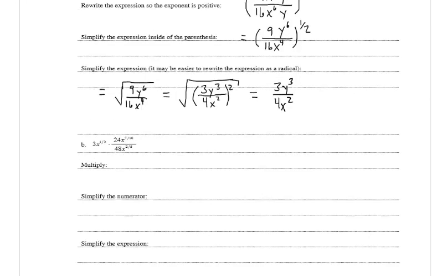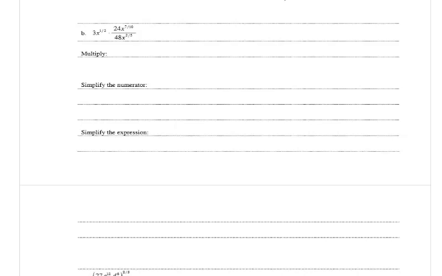In B, we have 3x to the 1/2 times 24x to the 7/10 divided by 48x to the 2/5. And the first thing it wants us to do is multiply. So we're going to have 3x to the 1/2 times 24x to the 7/10 divided by 48x to the 2/5. And now it wants us to simplify the numerator.